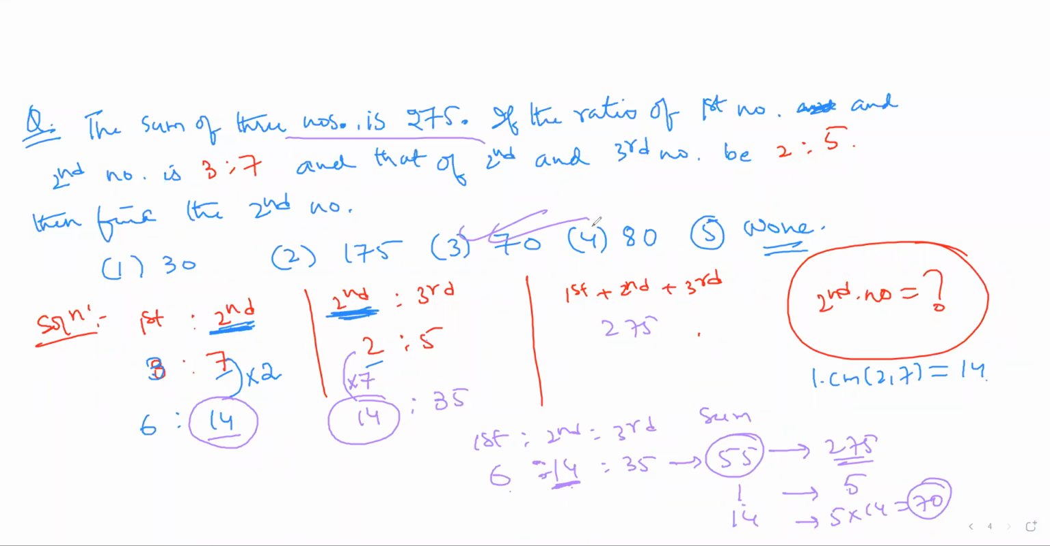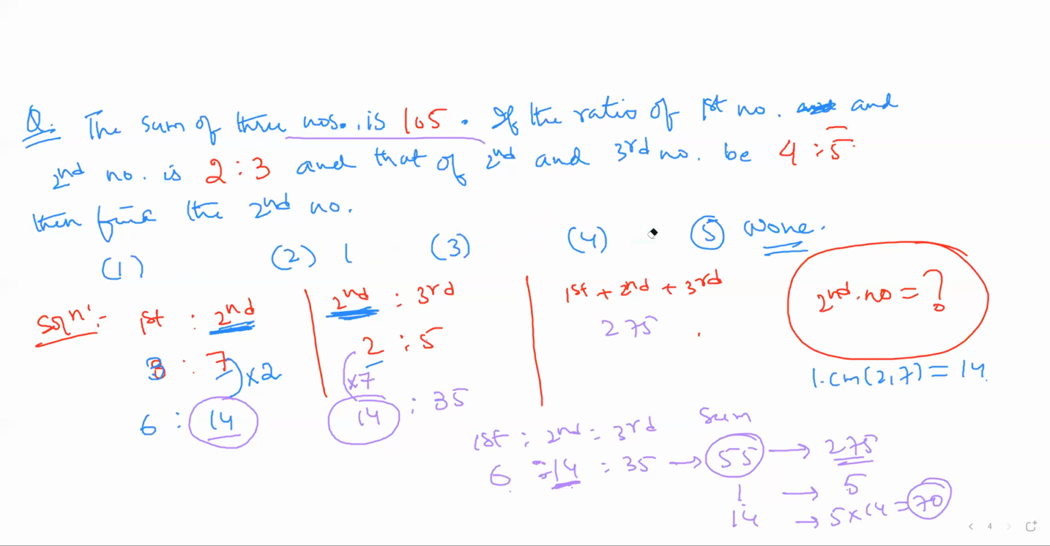So the ratio is fine. Okay, now I will change the number. Take 105, and then let it be 2:3, and then let it be 4:5. Right, and then find the second number.